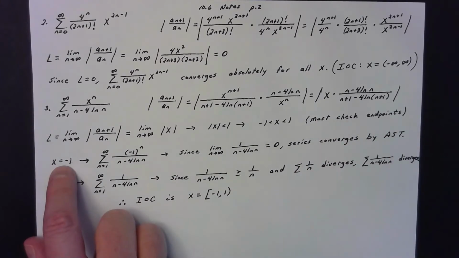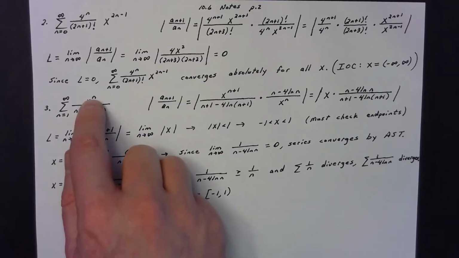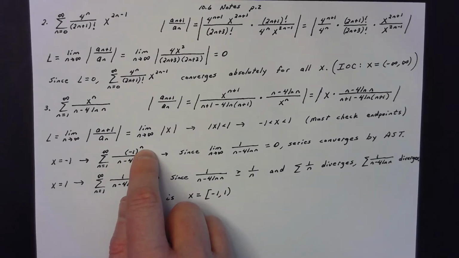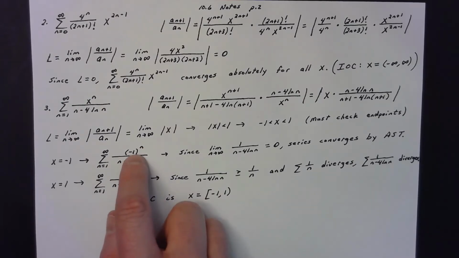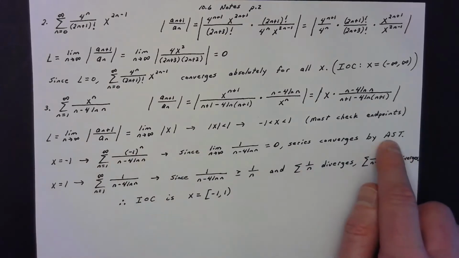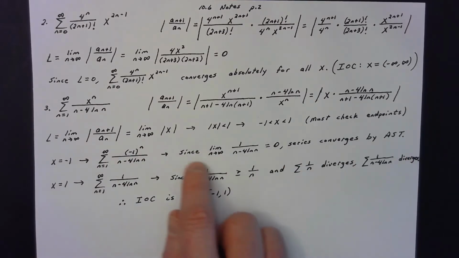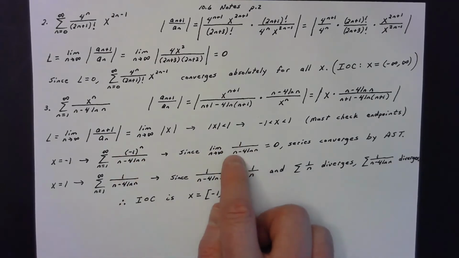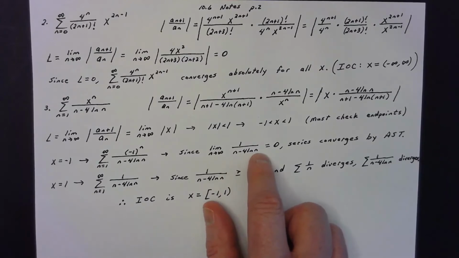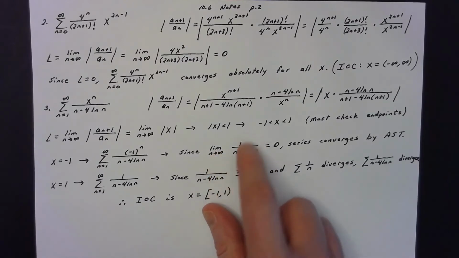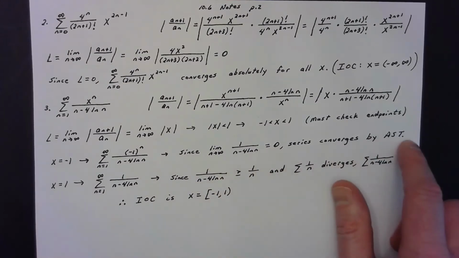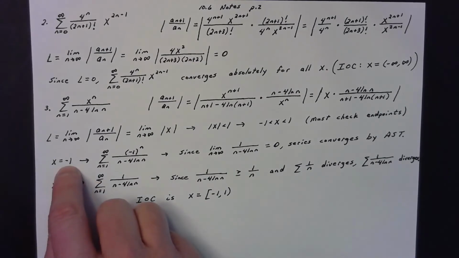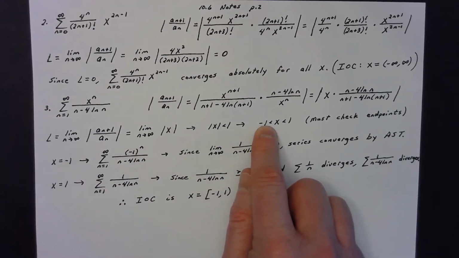When I check the endpoint -1, I'll plug -1 in for x, and you're just going to get (-1)^n. Anytime I get an alternating series, you really should think of the alternating series test. All I have to do is take the limit as n approaches infinity of the non-alternating part, which would be 1 over n minus 4 natural log of n. Clearly, as n goes to infinity, that fraction goes to 0. So by the alternating series test, this series is convergent. That means we can include -1 in our interval of convergence.